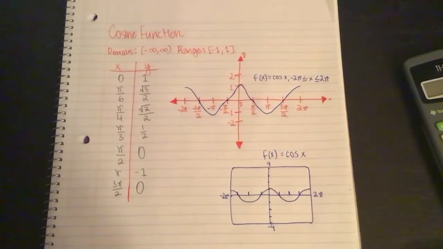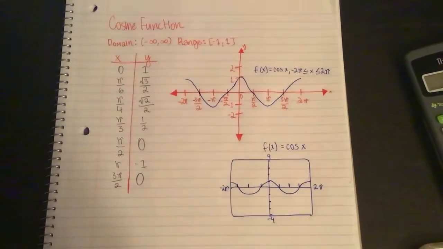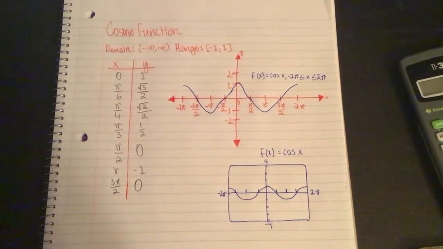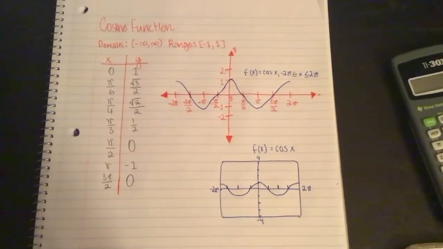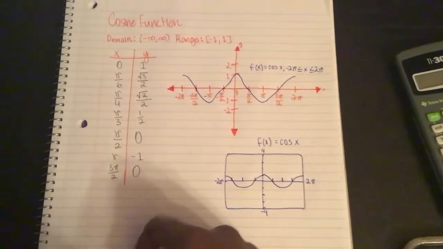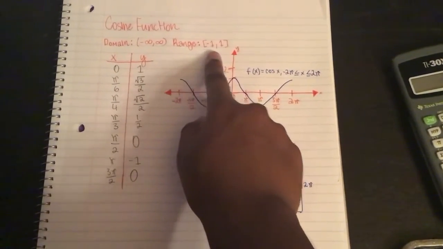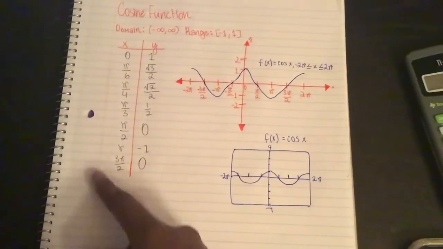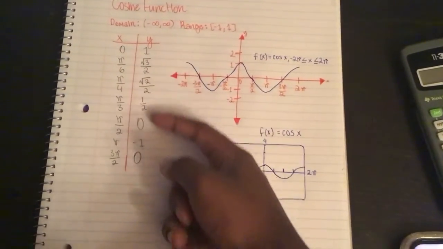Alright guys, so now we're focusing on the cosine function, and you'll see that the domain is also all real numbers, just like the sine function, which means that the graph is continuous over the entire domain, and you'll see that the range is from -1 to 1. And here you'll see some x values when implemented. These are the y values that will come out.